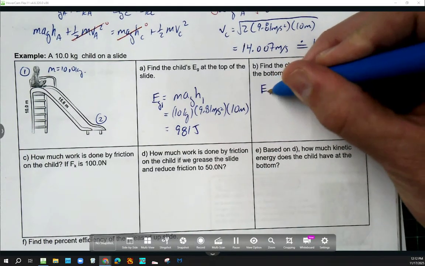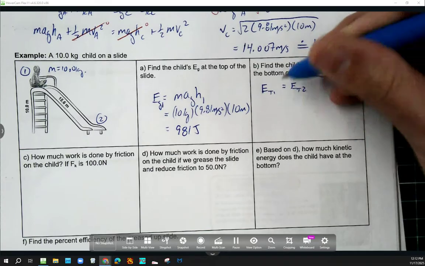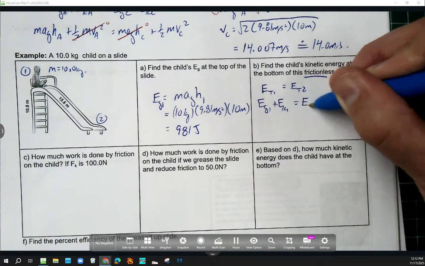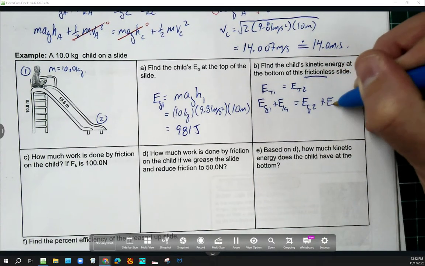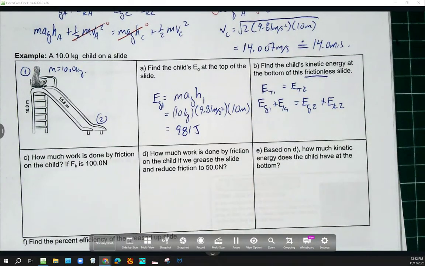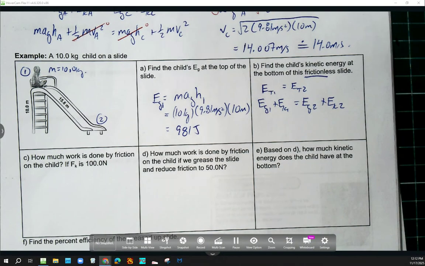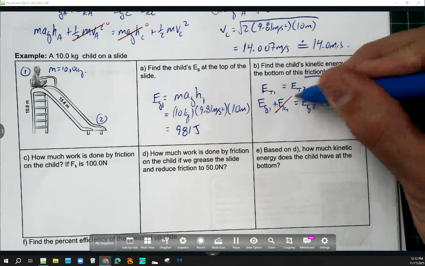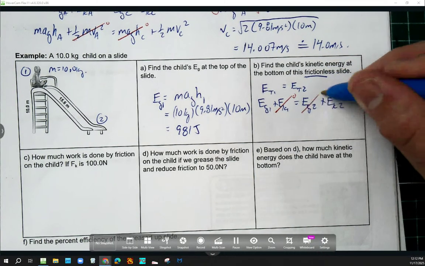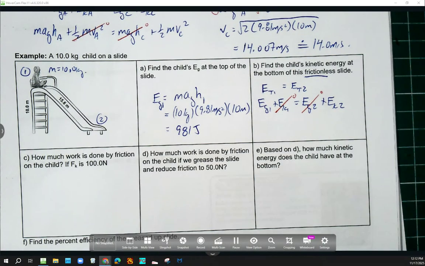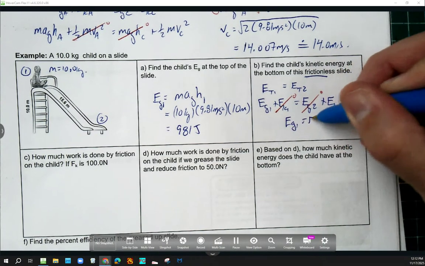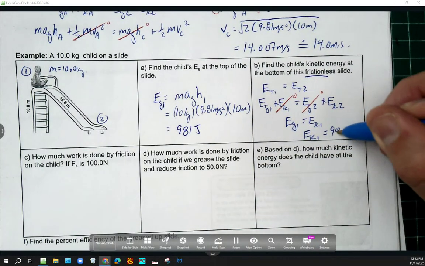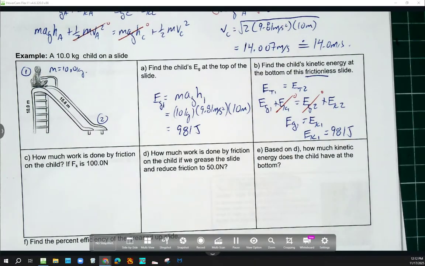if E total 1 equals E total 2, and EG1 plus EK1 equals EG2 plus EK2, well, isn't that just the same thing as what we did with our giant roller coaster before? We're just showing that just because it got smaller, well, it's not even smaller, it's the same height of slide. It just became simpler. It doesn't mean it's any different. I just say that EG2 is out, that EK1 is out, and so that means that EG1 equals EK2, and so we can say EK2 is equal to 981 joules for a 100% efficient slide.